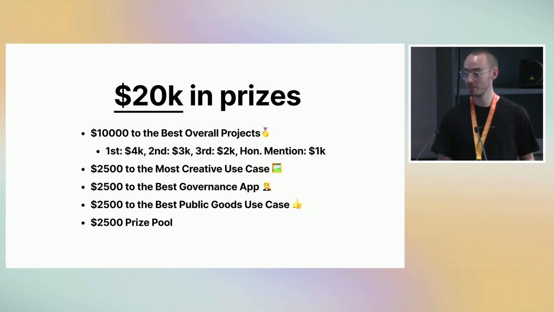So we have $20,000 in prizes overall. $10,000 of that goes to the 4 best overall projects: $4,000 to first place, $3,000 to second, $2,000 to third, and $1,000 to an honorable mention. We have $2,500 each for the most creative use case, the best governance app, and the best public goods use case. And then a $2,500 prize pool.